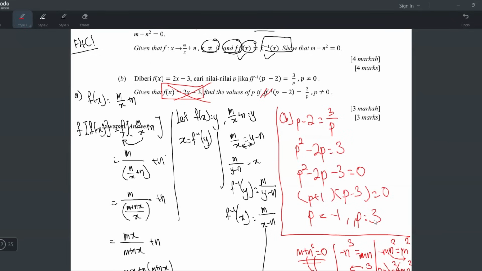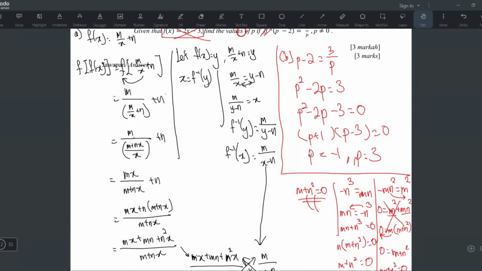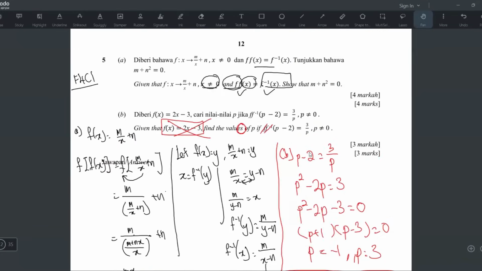Okay, when you have two answer, you should always double confirm check whether you need to reject or you don't have to reject. So let's check, find the values of p. And also they never said p must be positive or negative. And they already said values. So I think both answer you have to ambil. Untuk soalan ni tak boleh reject. You have to take both. Okay. Alright, so that's it. Sudah siap.